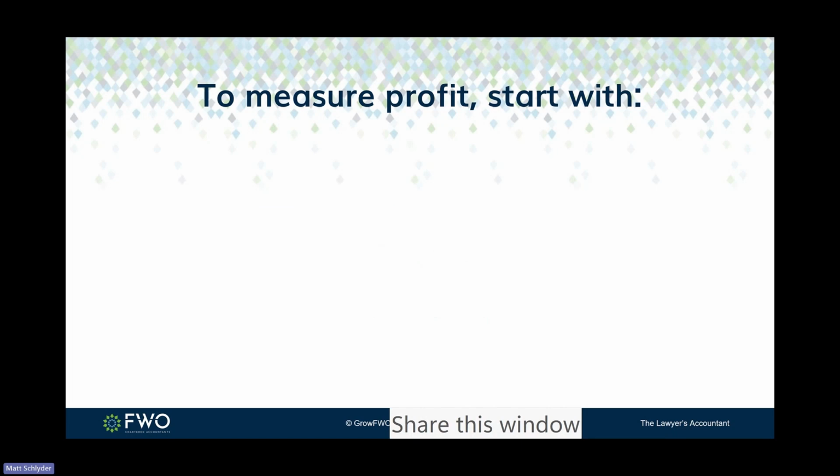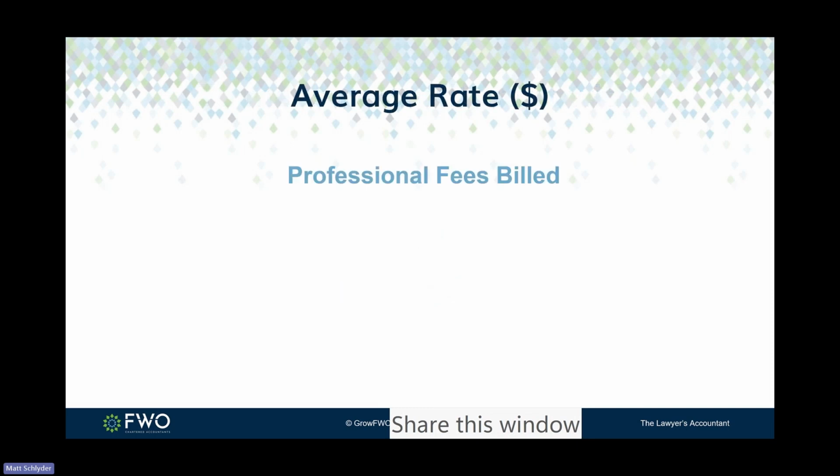Okay, so to measure profit, this is what we've got to start with in the firm. So the first thing is we start with average rate, okay? And when we look at average rate, we also need to look at what I call the efficiency factor. I'll explain the efficiency factor shortly in a bit more detail, but the efficiency factor is generally an understanding of what your actual revenue is that you're generating compared to what you should be generating. And that tells you how efficiently those resources that you're employing are being utilized. So from an average rate perspective, the average rate formula is professional fees billed divided by direct labor hours paid.